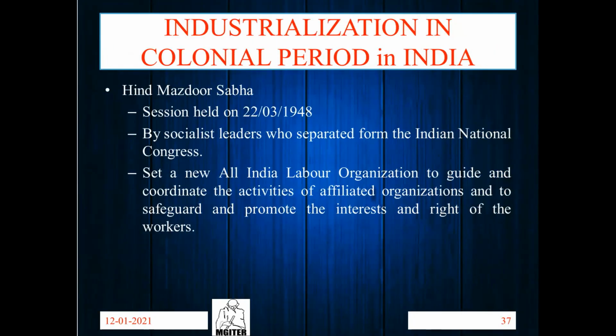The second political party is Hind Mazdoor Sabha in 1948. This political party was established by socialist leaders who separated from the Indian National Congress. Same objective.